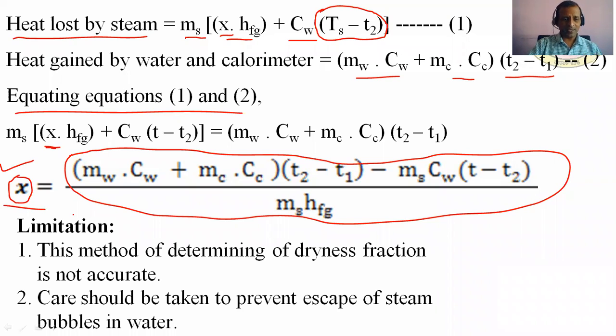So there are limitations for the barrel calorimeter or bucket calorimeter. What are those limitations? This method of determining the dryness fraction is not accurate. So that's one limitation. The second one is care should be taken to prevent escape of steam bubbles in water. So you have to take care. ಅಂದ್ರೆ ಆ ಸ್ಟೀಮ್ ಏನು ವಾಟರ್ ಜೊತೆ ಮಿಕ್ಸ್ ಆಗುತ್ತೋ ಅವಾಗ ಅದು ಹೊರಗಡೆ ಹೋಗ್ಲಾರಂಗ ನೀವು ಏರ್ ಟೈಟ್ ಆಗಿ ಮುಚ್ಚಬೇಕನ್ನ.